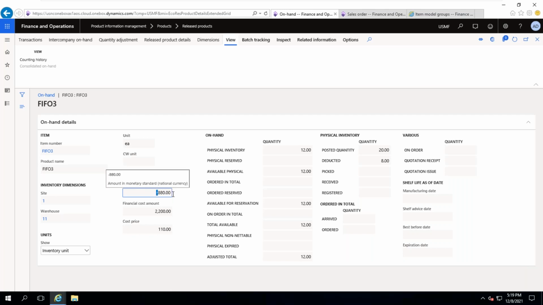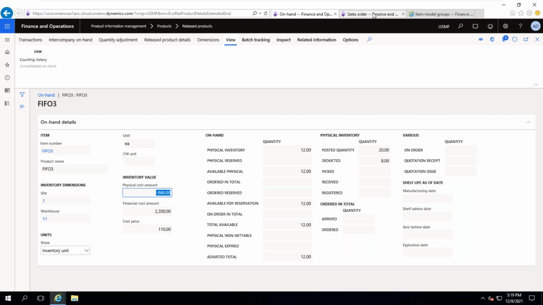What it is 880 means, the reason behind it is the cost price is 110, 110 multiplied with the quantity, so minus 880 is calculating. Yes, it is wrong. How to rectify we'll see. Okay, this is a wrong calculation.